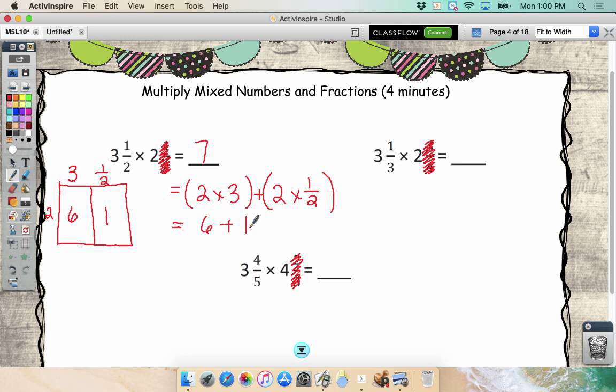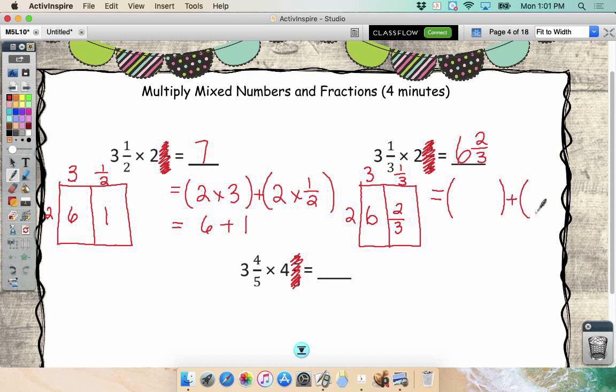Let's try one that's a little harder. Okay, so we're going to start by drawing the area model and solving it that way. So this is 3 1/3 times 2. All right, so remind me what we do here. 2 times 3 is 6. 2 times 1/3. What's 2 copies of 1/3? 2/3. So my answer is 6 and 2/3. Okay? Now, what would that look like numerically?